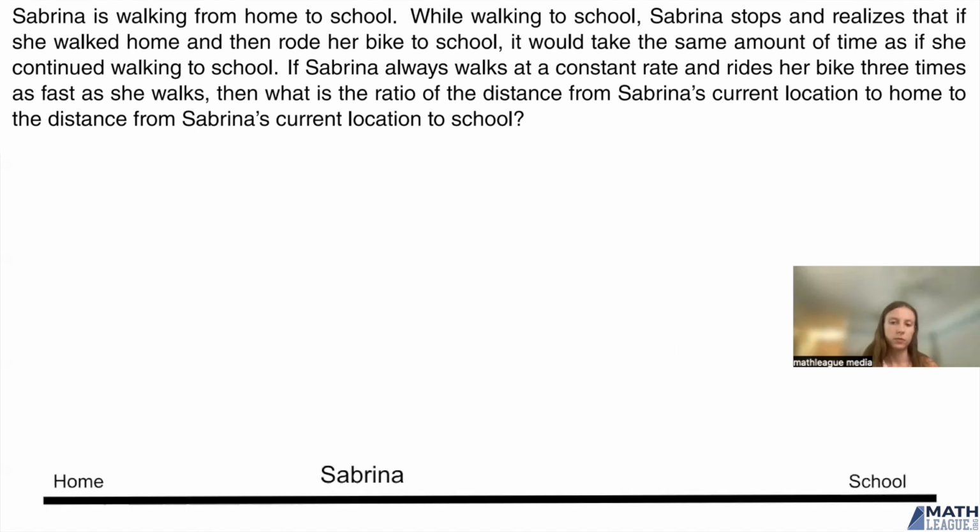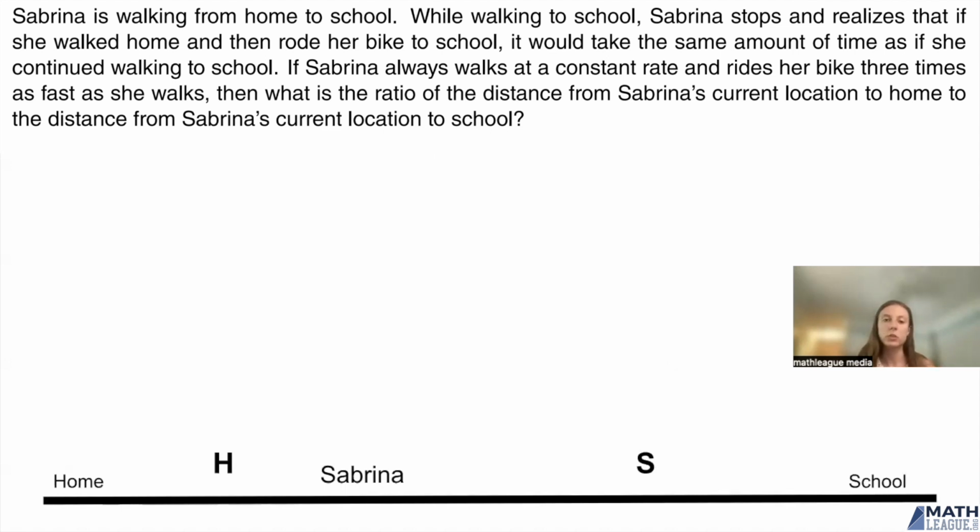So here we have Sabrina in the middle, walking from home on the left to school, which is on the right. And then we're talking about a bunch of distances, right? We're talking about the distance from Sabrina to home and the distance from Sabrina to school. It would be nice if we had names for those, so let's stick in some variables. We've got H, her distance to home, and S, her distance to school.